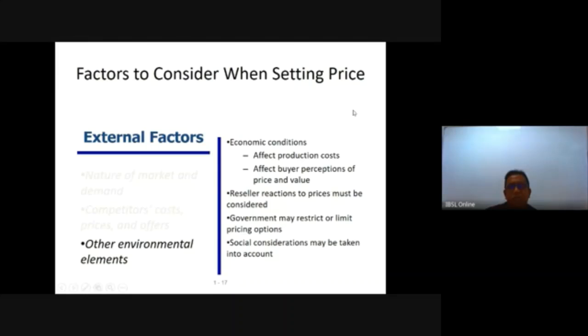Other environmental elements are also factors to consider when setting price: economic conditions, government regulations, especially for banks. Now, government is these days setting control prices, which is called price control, but I don't know whether price control is really working. Maybe for some products it might work, for some products it might not work.